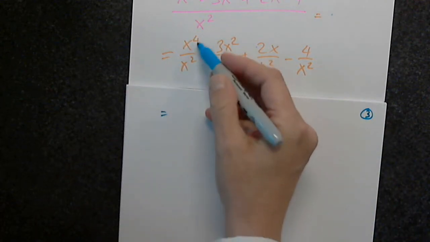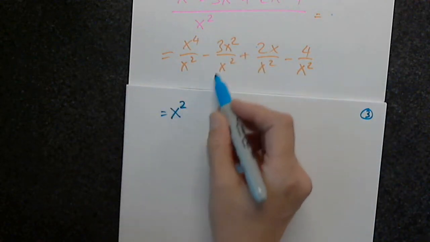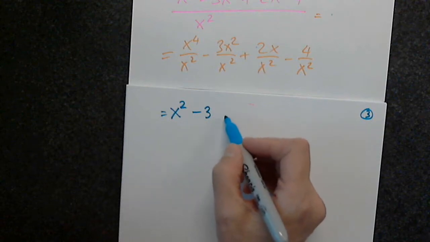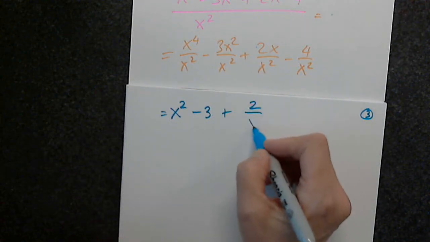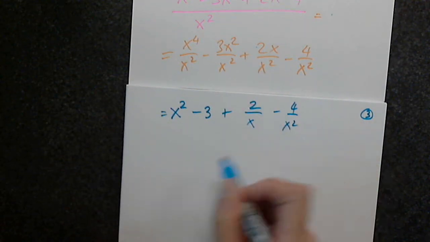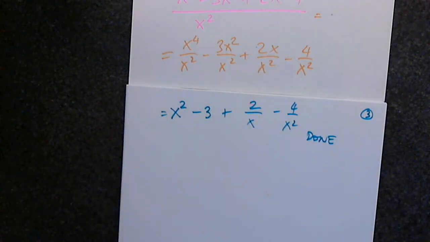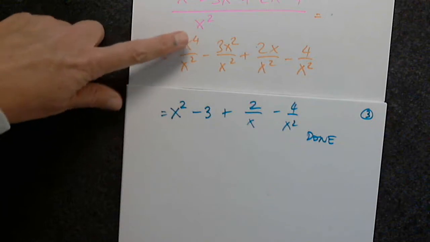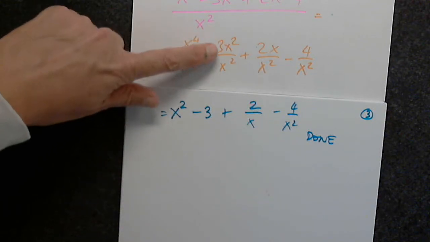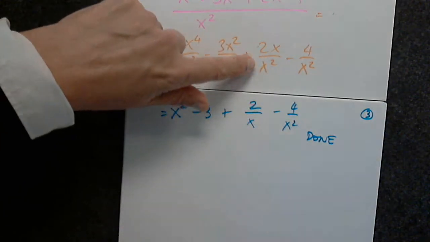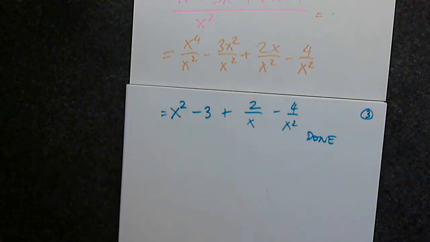So I'll simplify each fraction by itself. This is x squared. I'll simplify here is minus 3. And I'll simplify 2 over x and minus 4 over x squared. And it's done. There's nothing else I can do. So I simplified dividing by x squared, I simplified dividing by x squared, and I simplified dividing by 1x. And there is nothing else.